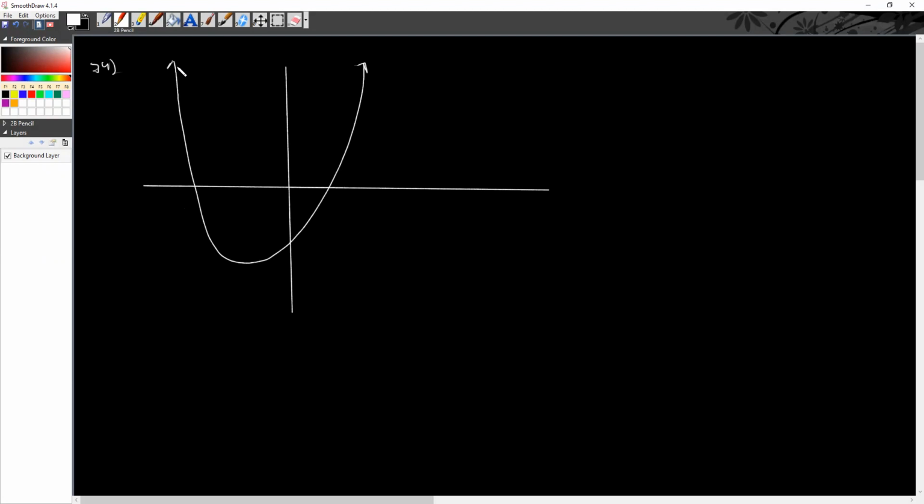Looks kind of like that. So I'm seeing 1, 0. I'm seeing negative 5, 0. I'm seeing 0, negative 5. And I'm seeing negative 2, negative 9. Okay, so I got to write the equation in.